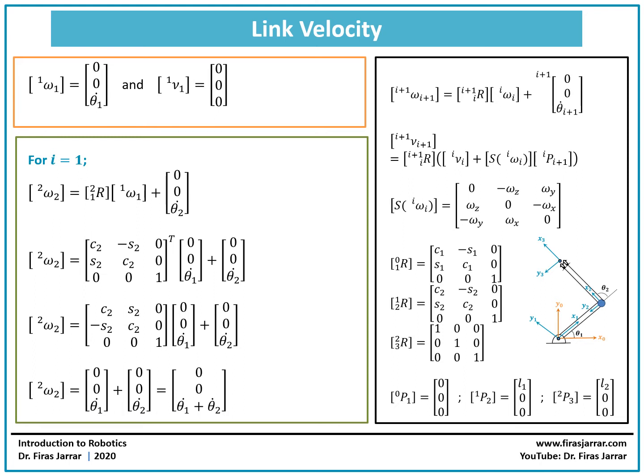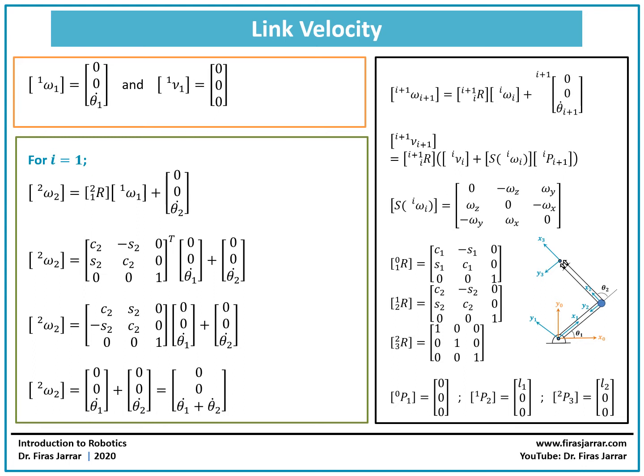I have to multiply this by the vector and then add it to this vector. Now the multiplication here is done straightforward. You take it row by column. So you have cosine 2 by 0 plus sine 2 by 0 plus 0 by theta 1 dot, which gives me 0 here. The second row in the same way will get another 0, and the last row by this column will give me theta 1 dot. So I have two column matrices I can add together to get the omega 2, which is the angular velocity of link 2.